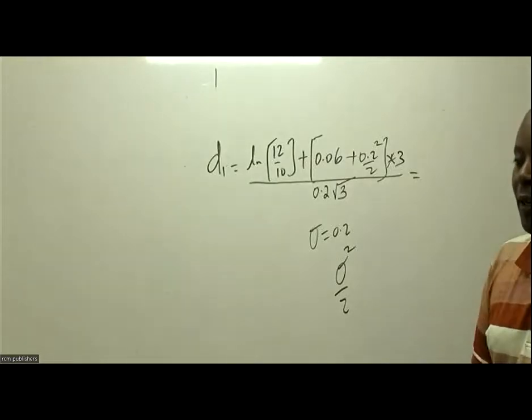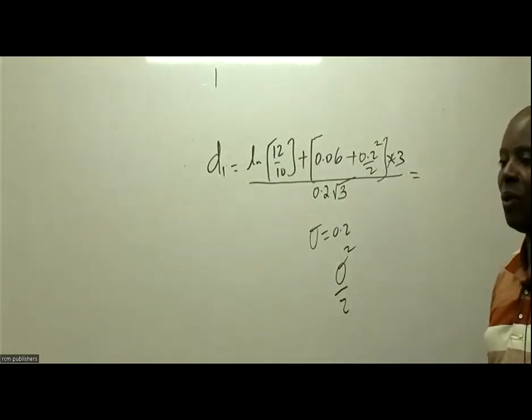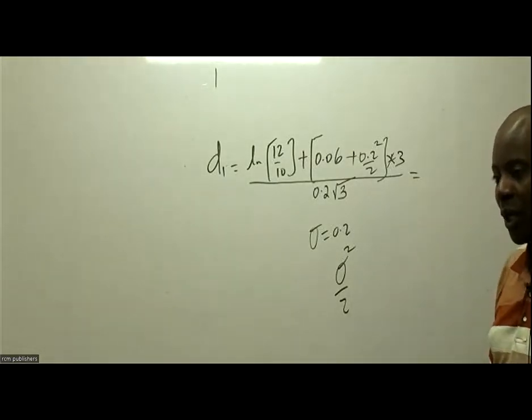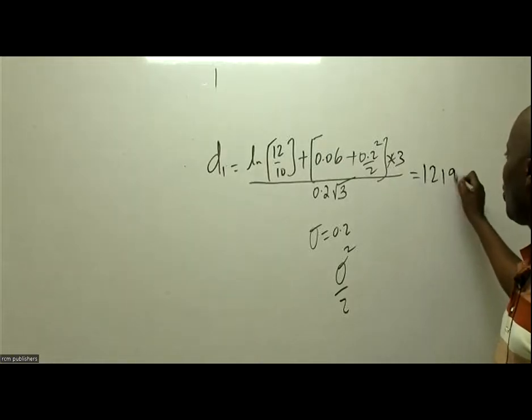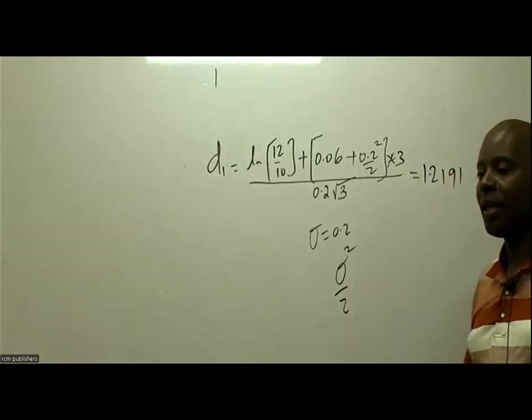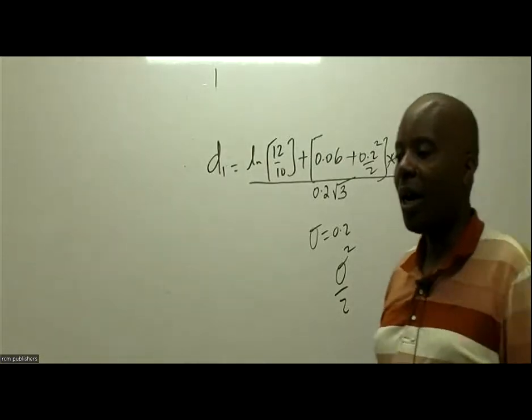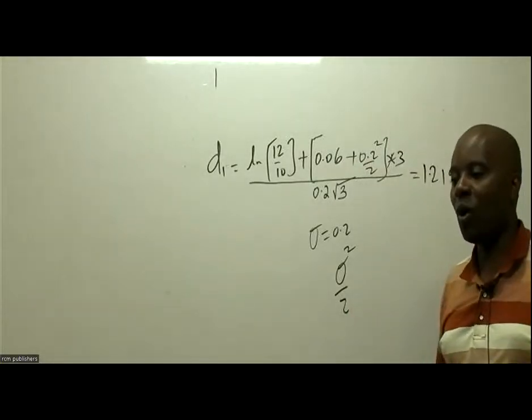The students like Win, you got this long time ago. She got D1 correctly, 121.91, with a decimal there. That's D1.